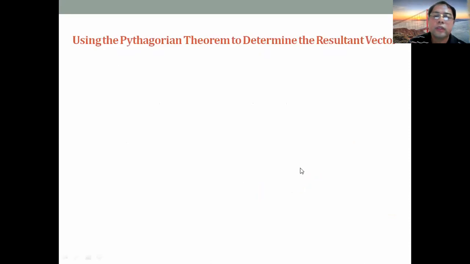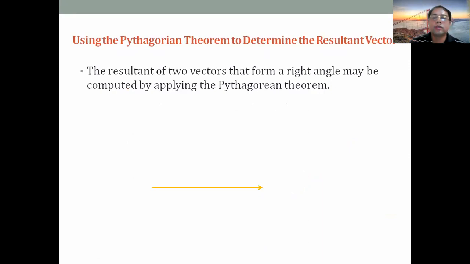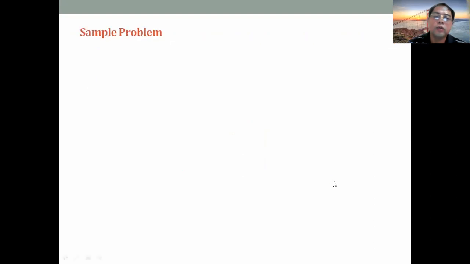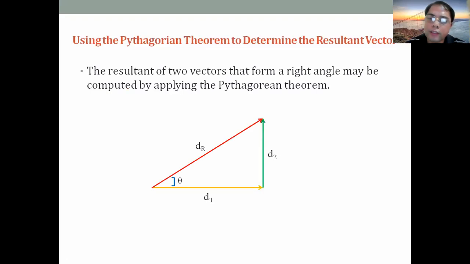Now, using the Pythagorean theorem: for the resultant of two vectors that form a right angle, you can use the Pythagorean theorem. So if this is the shape of our two vectors, you can simply use the Pythagorean theorem. If one is going east and the other is going north, then dr is equal to the square root of d1 squared plus d2 squared. Then the angle is opposite over adjacent, and you get the arctangent. The angle is measured again from the x or horizontal axis.